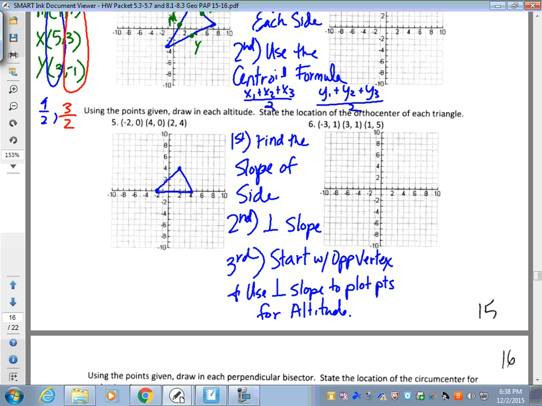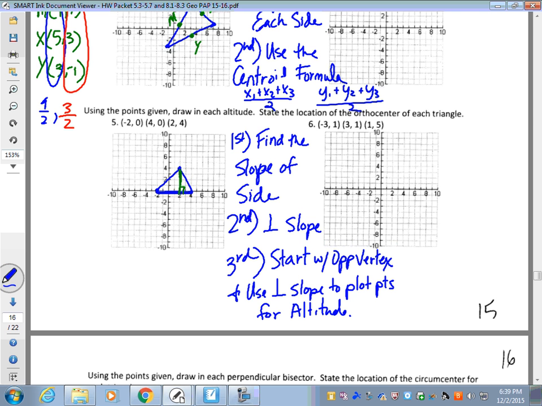Then for your altitudes, you need to find the slope of the side. So I'm going to go ahead and just start. I did number 5 and went ahead and graphed it. I know that this side right here is horizontal. So its perpendicular slope, which is the opposite reciprocal, is going to be vertical. And the altitude basically is from a point to the opposite side and it's perpendicular. So I can physically just go ahead and draw that one and see that that's my altitude going from that vertex to the opposite side. But then I need to do another side because I have to do at least 2 because I have to find the intersection in order to identify my orthocenter.